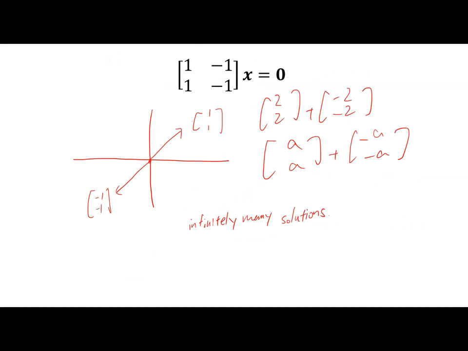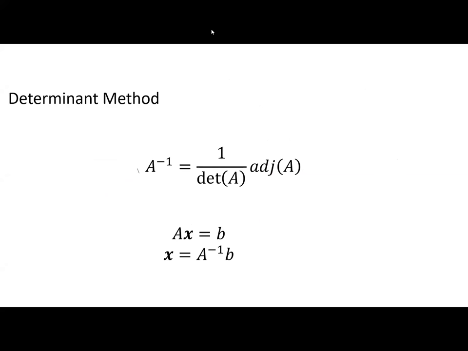So in the next part, I will talk about how you know whether the system has a unique solution, no solution, or infinitely many solutions. First, I would like to introduce a rather simple method, called the determinant method. Keep this in mind, it only applies to square matrices, because if a matrix is not square, the determinant is not defined.